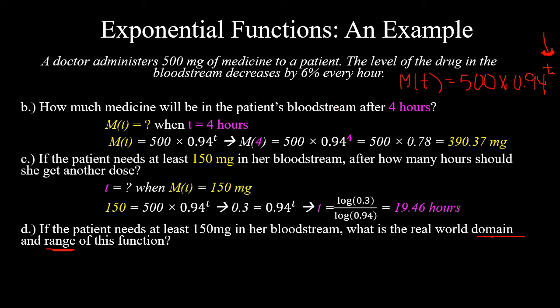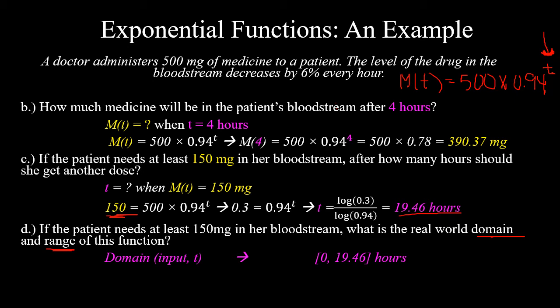So again, we know that the patient needs at least 150 milligrams in her bloodstream. So how much time is going to go on from when she's got 500 milligrams in her bloodstream to 150? We just figured that out. All right, our domain, our input, is going to go from 0 hours to 19.46 hours because we know at 19.46 hours, she's going to have 150 milligrams of this medicine in her bloodstream. And after that, she's going to need another dose, okay? So the clock's going to restart. Our input's going to restart.